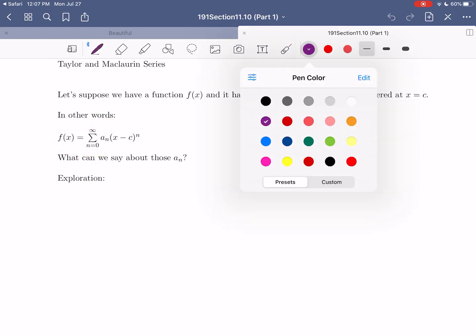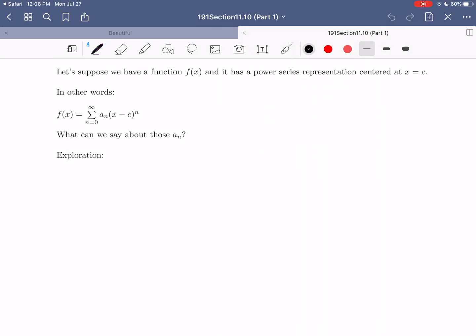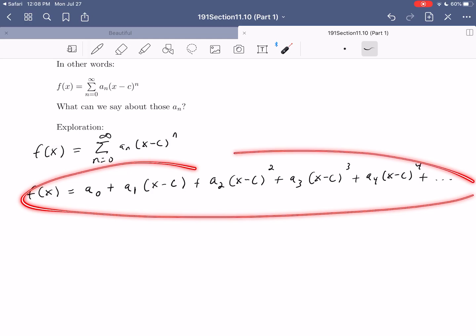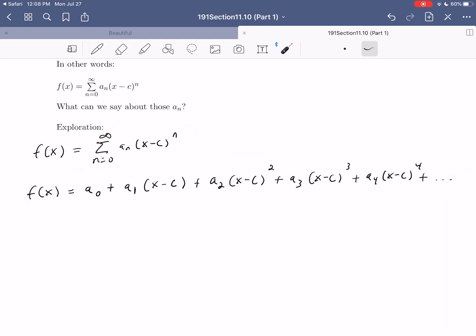So let's explore this by trying to directly manipulate it as much as possible. We have f of x equal to the sum n equals 0 to infinity of a sub n (x minus c) to the n. Maybe to help ourselves, let's begin by writing out the first few terms. If n equals 0, then (x minus c) to the 0 is just 1, so we would just get a sub 0. Then plus, at n equals 1, a sub 1 (x minus c). Then at n equals 2, a sub 2 (x minus c) squared, plus a sub 3 (x minus c) cubed, plus a sub 4 (x minus c) to the fourth, plus dot dot dot. Okay, that should be enough terms. That's what this power series representation centered at x equals c should look like.